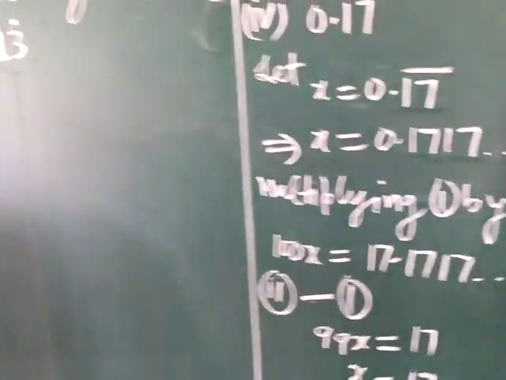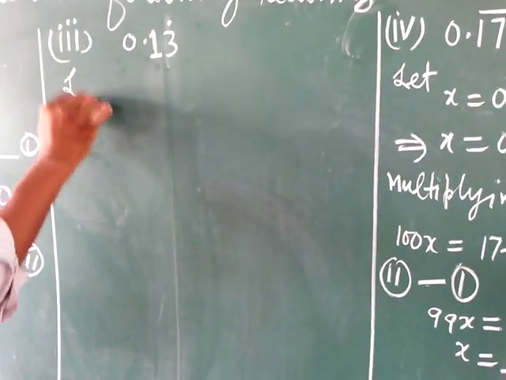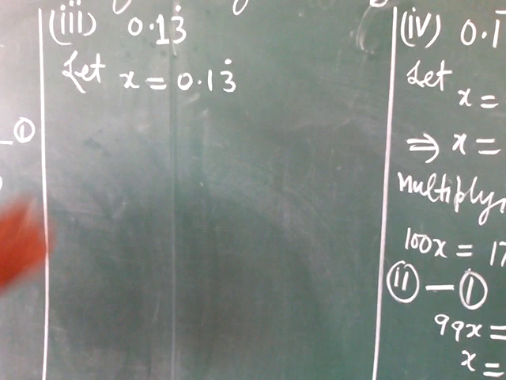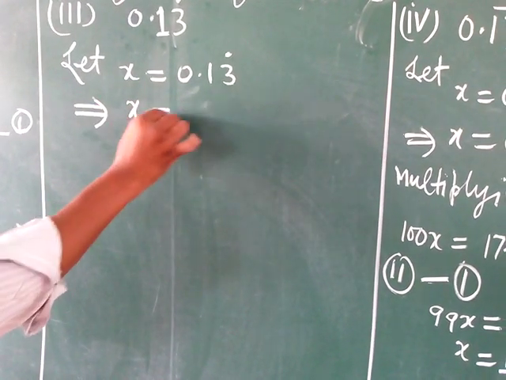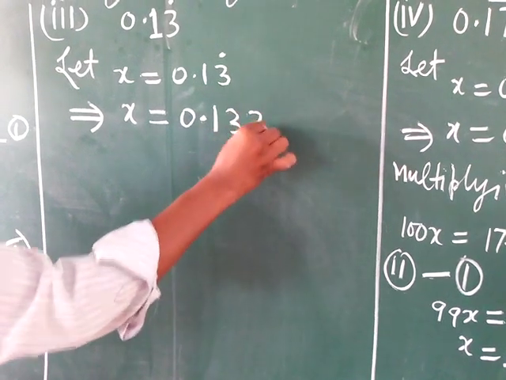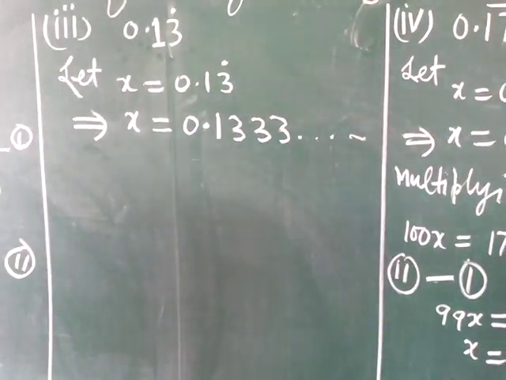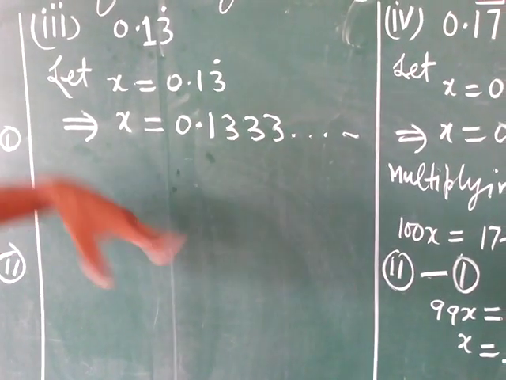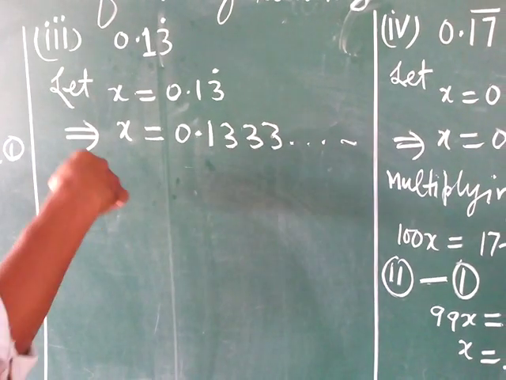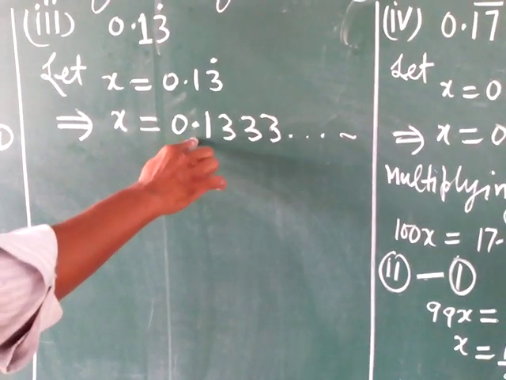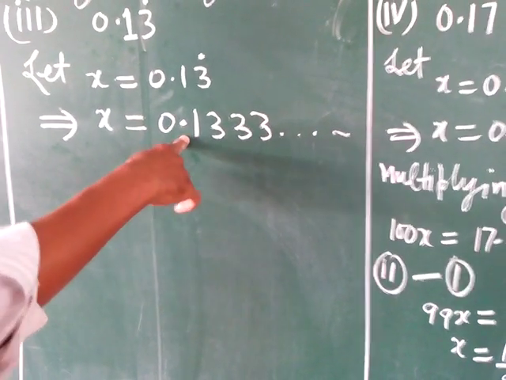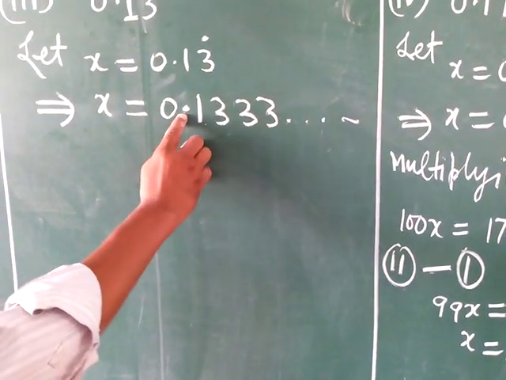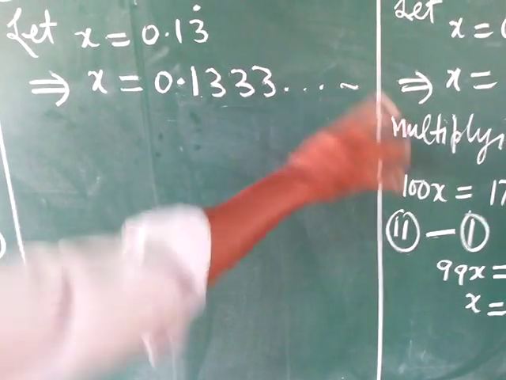Now let us see the last part of the question. Here again you will write let x is equal to 0.13 dot. It means x is equal to 0.13333 and so on. What we can see here is that just after the decimal place there is 1 and it is not repeating; the next number is repeating. So to convert this, first we will shift the decimal to where the number starts repeating.